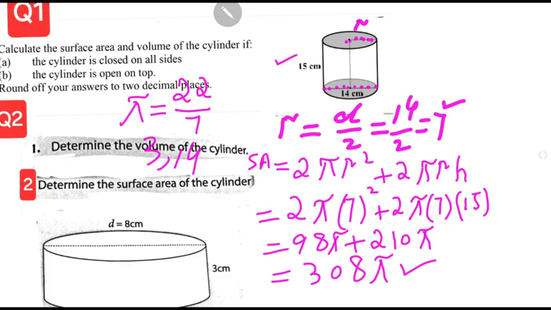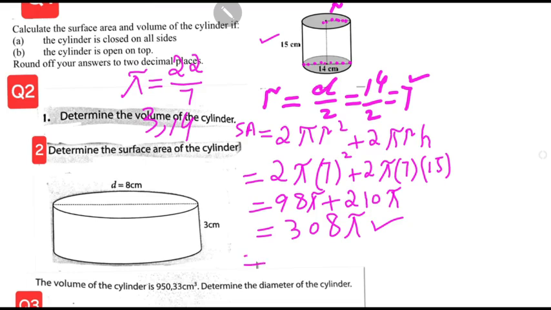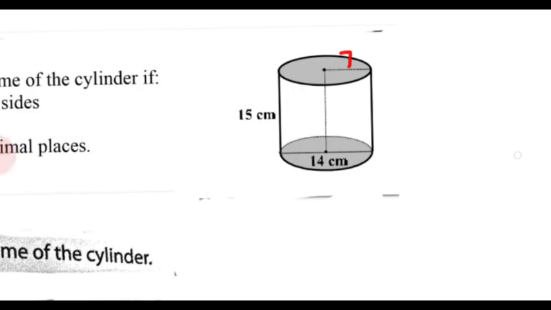So the pi value is 3.14. You're going to multiply 3.14, or you can punch the calculator 308 and use the calculator shift pi, and the calculator will give you the answer. So the answer is going to be 967.61 centimeter squared. So this is my final answer. Now we need to find the volume.